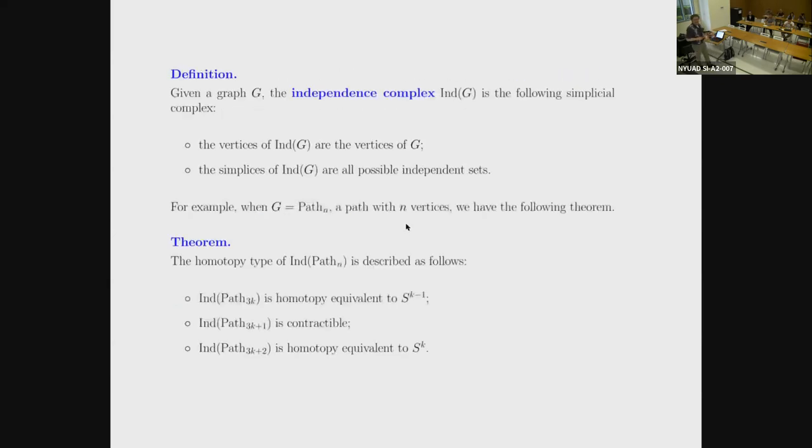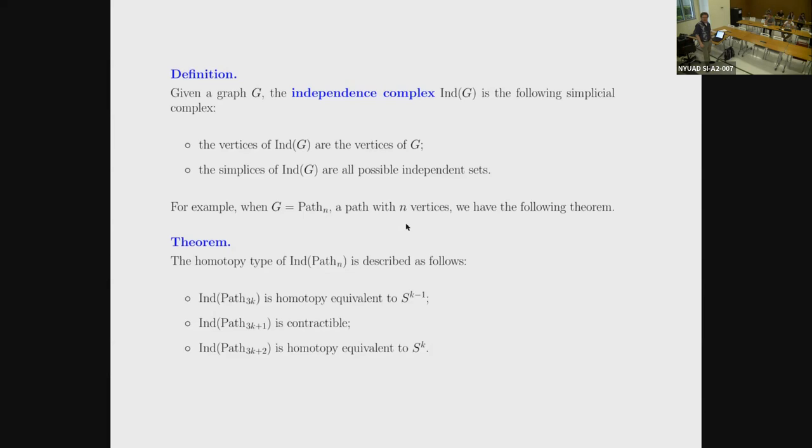So one such example would be if you're given an arbitrary graph G. This probably is the simplest example I know. You can construct what's called the independence complex of the graph. So that's a simplicial complex. The vertices of this independence complex are just the vertices of the graph G, and as simplices are all possible independent sets. An independent set in the graph means that there are no edges connecting the vertices within this set. So certainly if I have an independent set, any subset of it is also independent. So it's what's called an abstract simplicial complex.